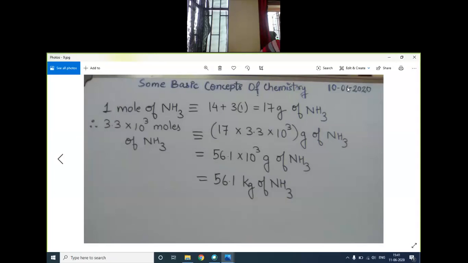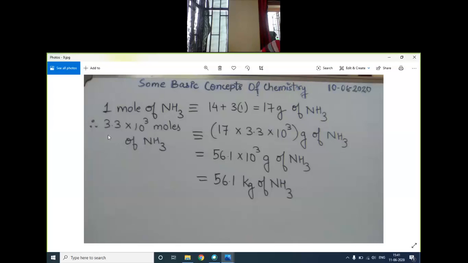See, we know 1 mole of ammonia, how much mass? Atomic mass of N is 14. Atomic mass of 3 hydrogen is 3 into 1. So in total it will come 17 gram of ammonia. So in 1 mole of ammonia, how many grams? 17 gram. So how many moles are we actually having of ammonia?